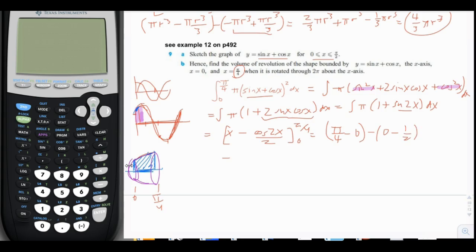So now we have pi over 4 minus 1/2, which is plus 1/2. And I think that's it. Yeah. Okay. Yep, that's it.